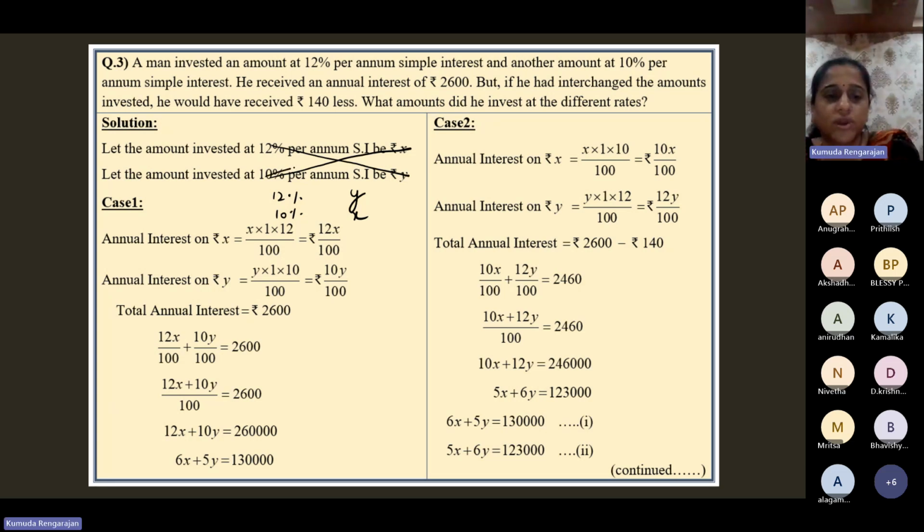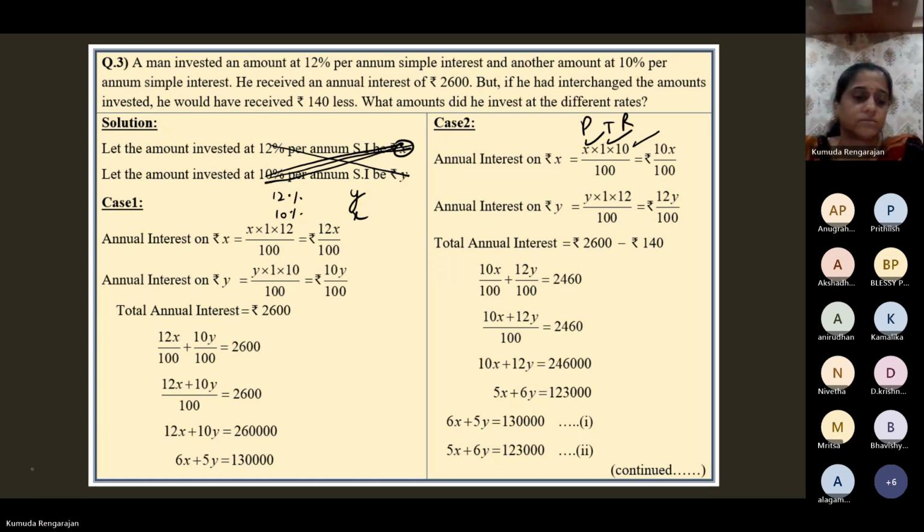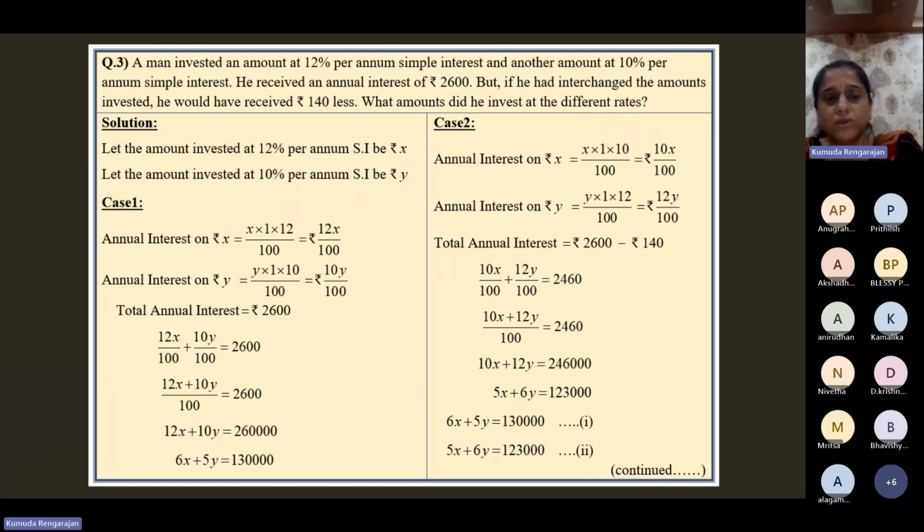So what will be the interest on X? X is the principal, time is 1 year, and rate is 10%, so principal time rate by 100. And the other one, principal is Y, time is 1 year, and rate is 12% by 100. When you work that, you get 12y by 100.